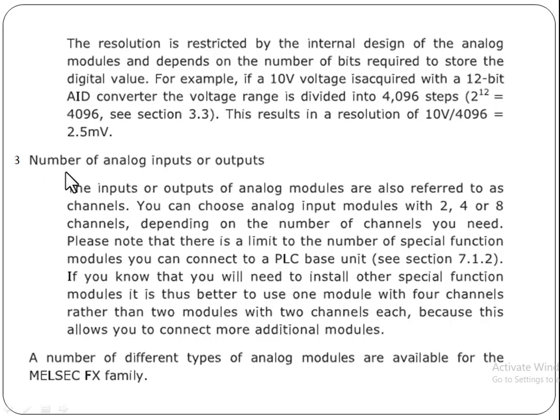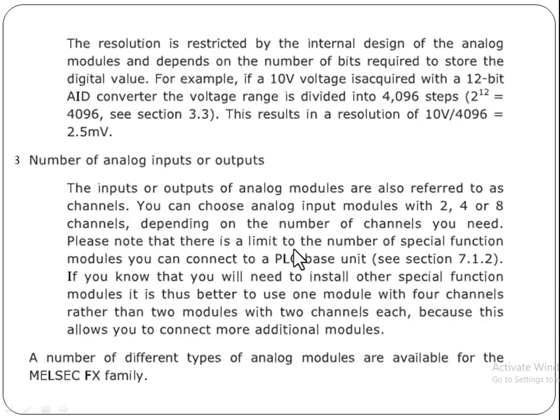The third main factor is the number of analog inputs or outputs. This is also a main factor in the analog modules that should be considered before selecting a module. The inputs or outputs of analog modules are also referred to as channels. You can choose analog input modules with 2, 4 or 8 channels. Modules are available with 2, 4 or 8 inputs and outputs depending on the number of channels you need.